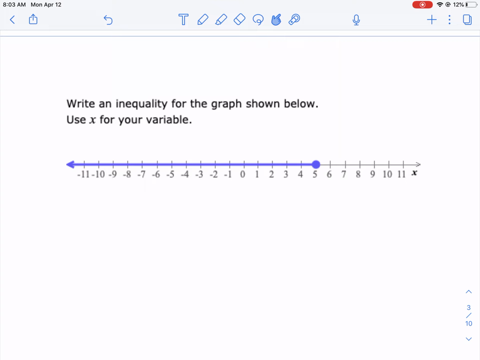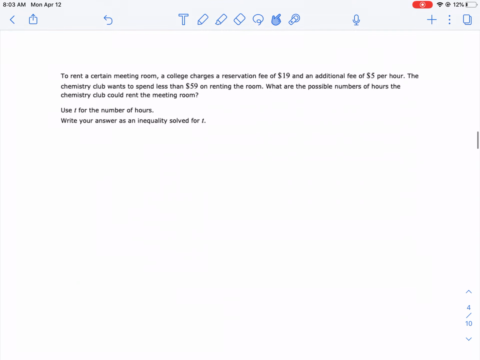Okay, to write our inequality, notice you're pointing to the left. It's shaded to the left. So x is less than or equal to 5. That's what we needed for that one. You had greater than for some reason.